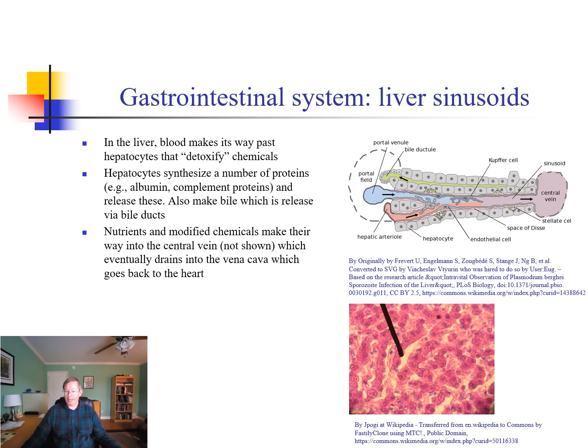Very important, and lots of things that are going on. The transport of blood through here is very slow. It's not a very fast process like it would be through an artery. It's meandering to permit time for the cells in the liver to do their thing.